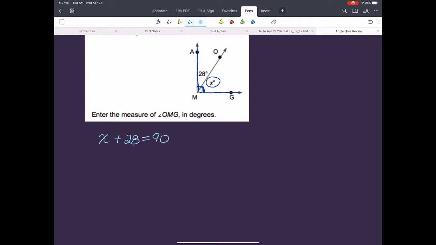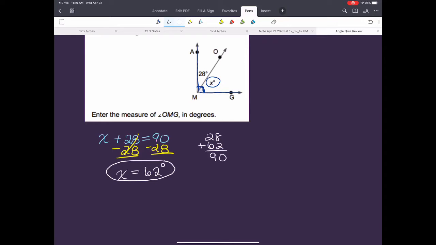A lot of people, when they do this, just say, well, I'm just going to do 90 minus 28. Well, that's how you solve the equation anyway. Set it up like that, and then you get your answer. So there's the first angle, that's what x is equal to. And if you want to be extra careful and see if you did it right, just add them up and see if that adds up to 90, and it does.